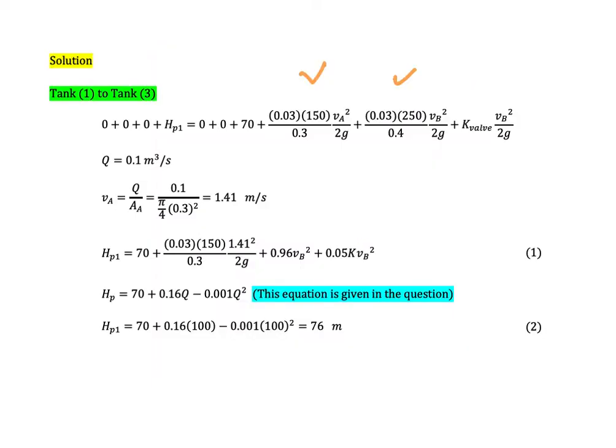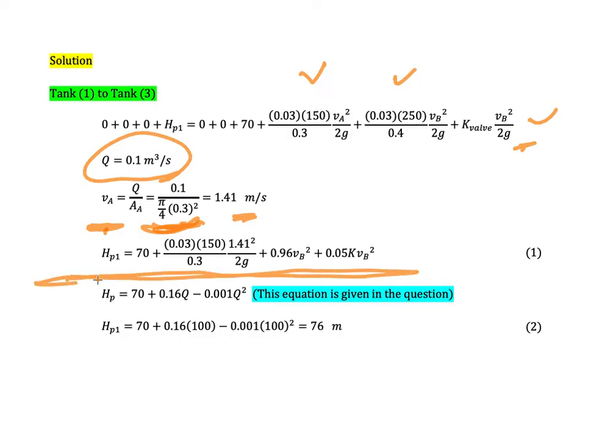Okay, and then from the question, we know that the flow rate is 0.1 meter cube per second. So we could calculate the velocity VA by dividing by the cross-sectional area, so we get it is equal to 1.41 meter per second. So we substitute into this equation, and we will have this one.